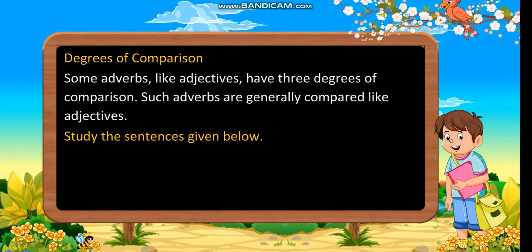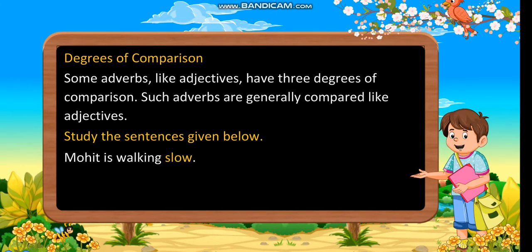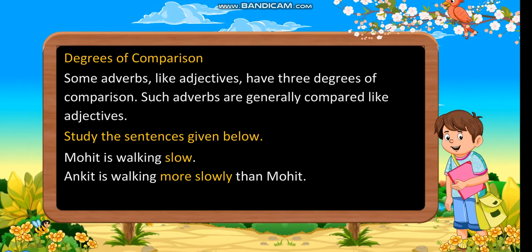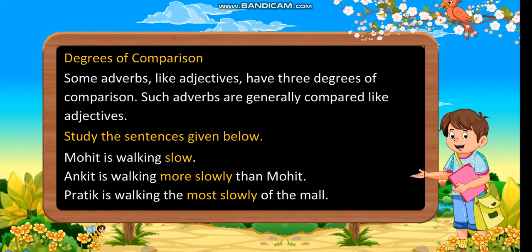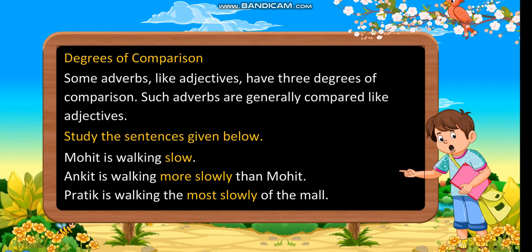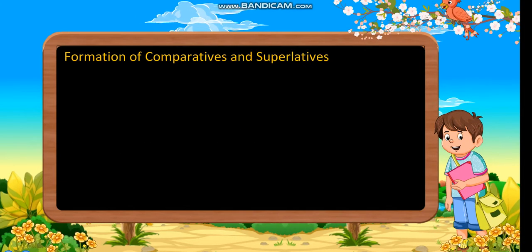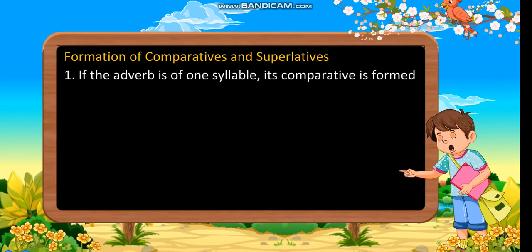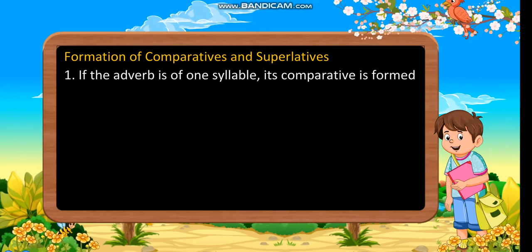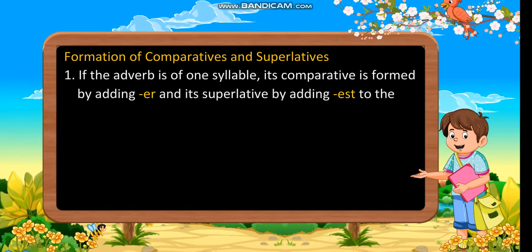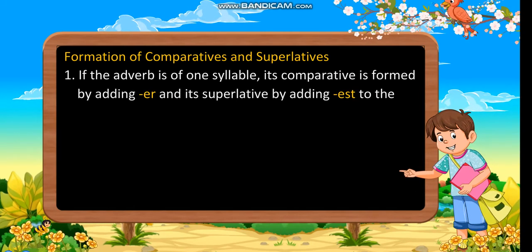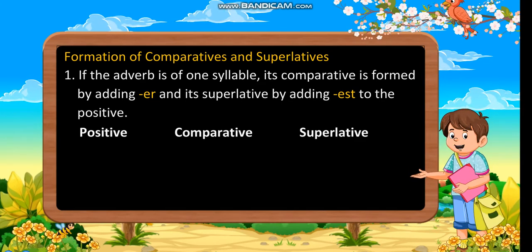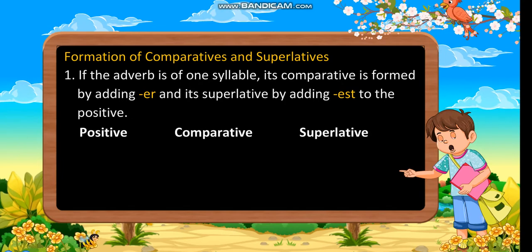Study the sentences given below. Mohit is walking slow. Ankit is walking more slowly than Mohit. Pratik is walking the most slowly of them all. Formation of comparatives and superlatives. First, if the adverb is of one syllable, its comparative is formed by adding er and its superlative by adding est to the positive. Positive, comparative, superlative.